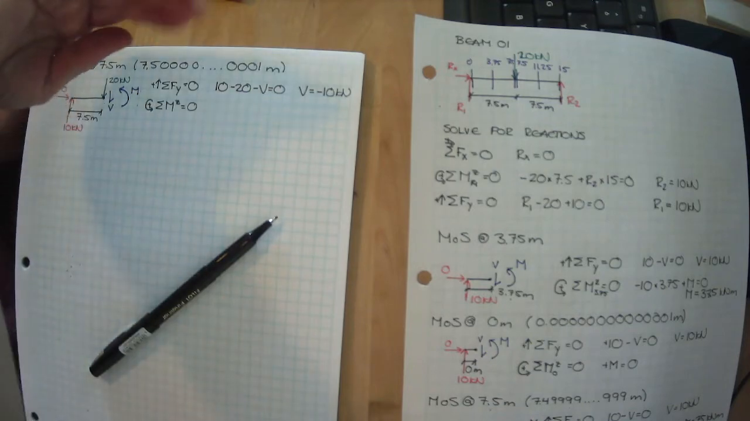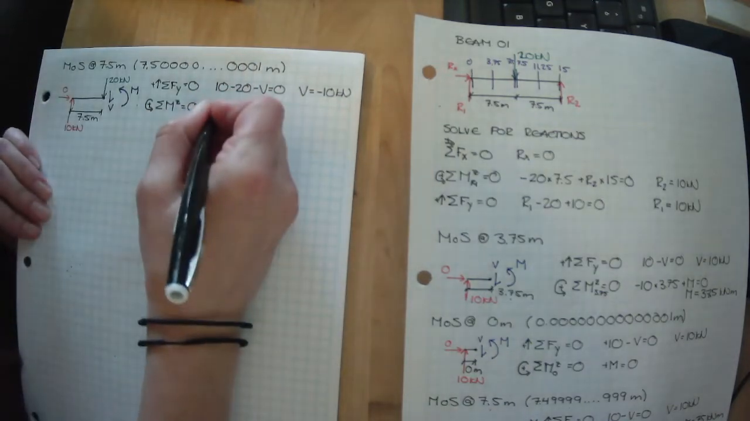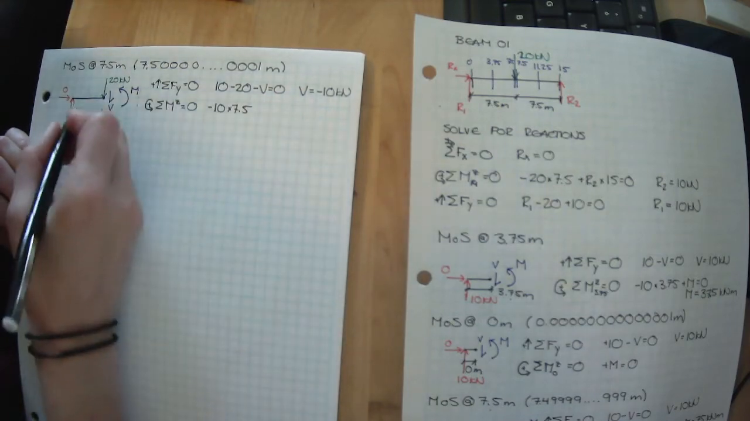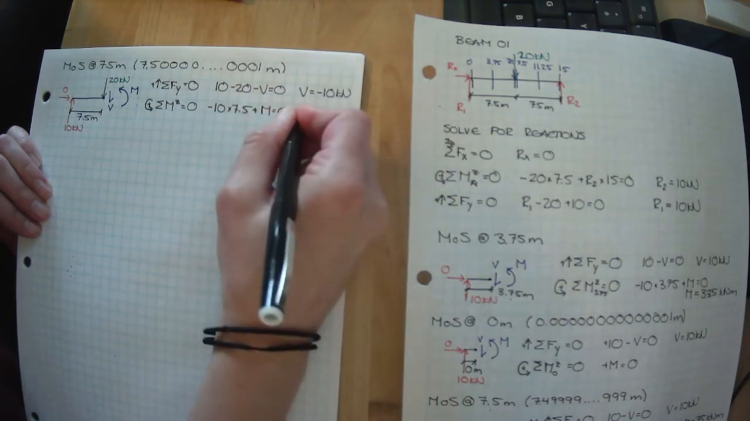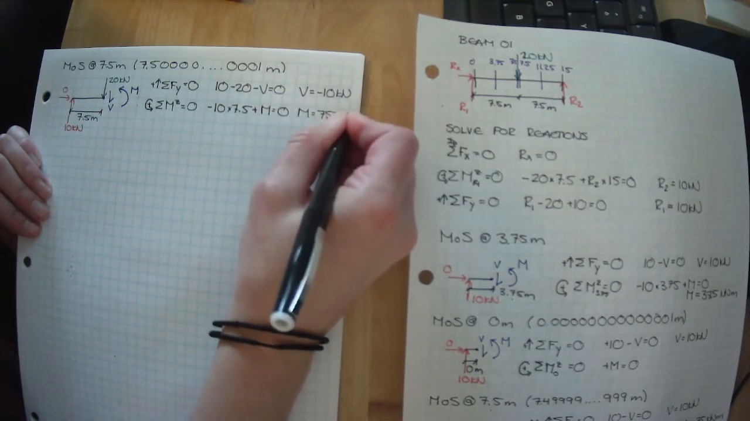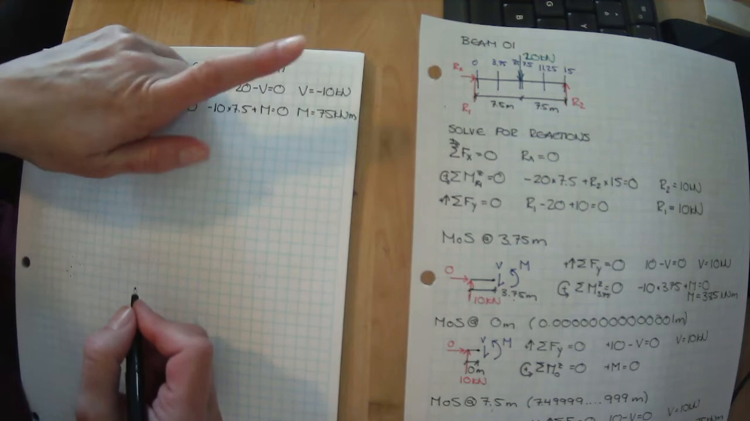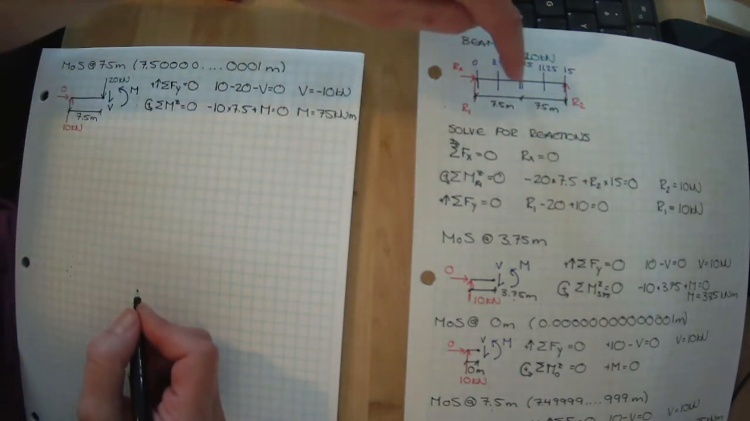So my 10 kilonewtons is trying to spin it in the negative direction. So minus 10 times 7.5 plus my unknown moment. I can rearrange this, and moment equals 75 kilonewton meters. So we had a change in our shear and nothing happened to our moment at that point right here.